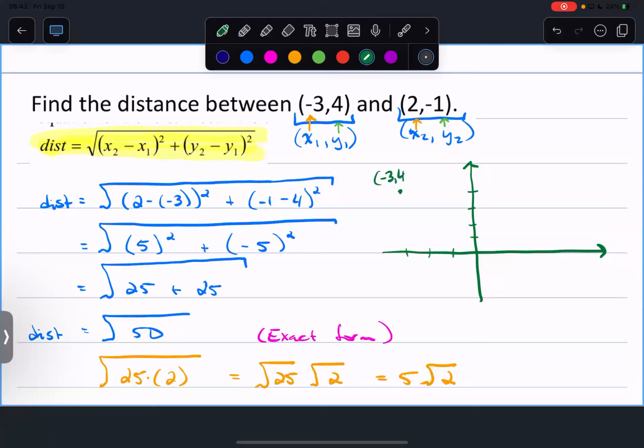This is -3, 4. And the second point was at 2, -1. So what did we find? We found the distance here is the square root of 50. What does that feel like? Feels like a squared plus b squared equals c squared, yeah? Well, it is.